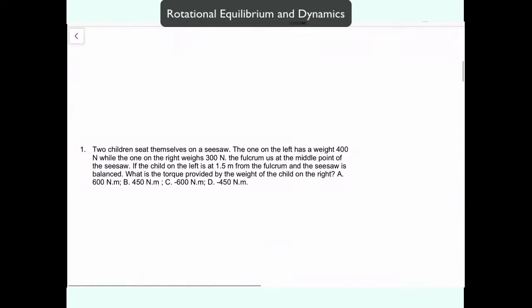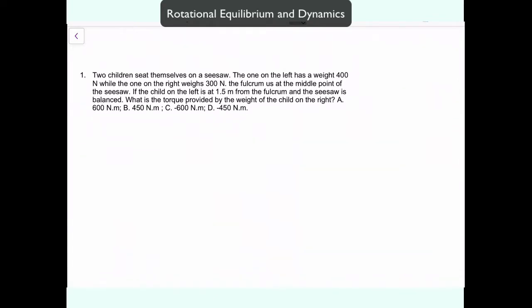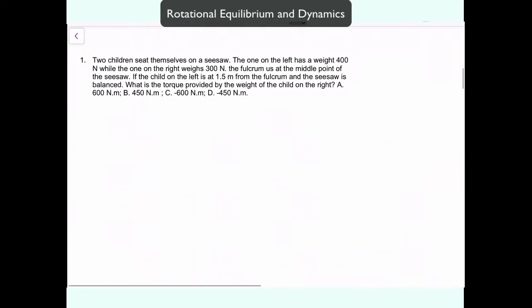And let's go to the second example. The second example states that when you are dealing with rotational equilibrium, sometimes it's quite important to have a sketch, to draw what is happening, so that you can visualize what is happening in the problem.